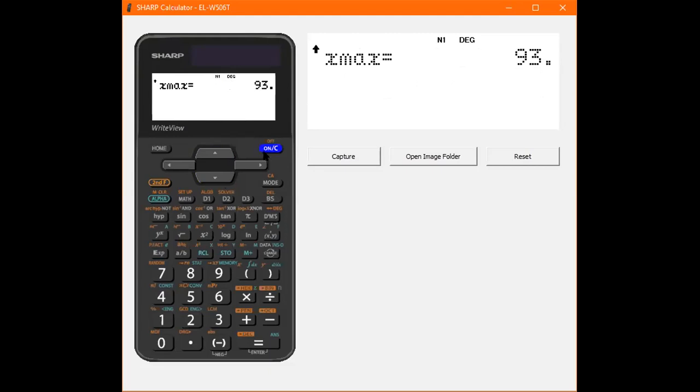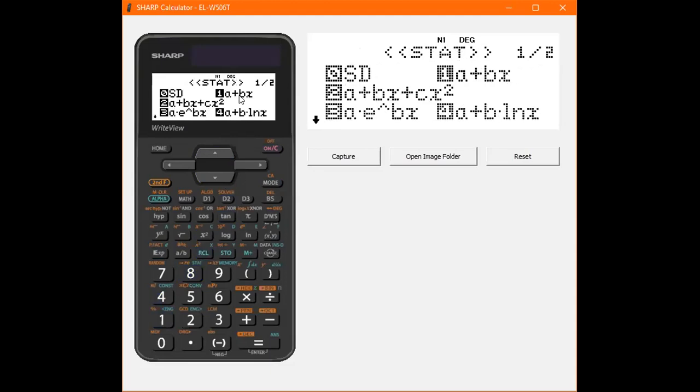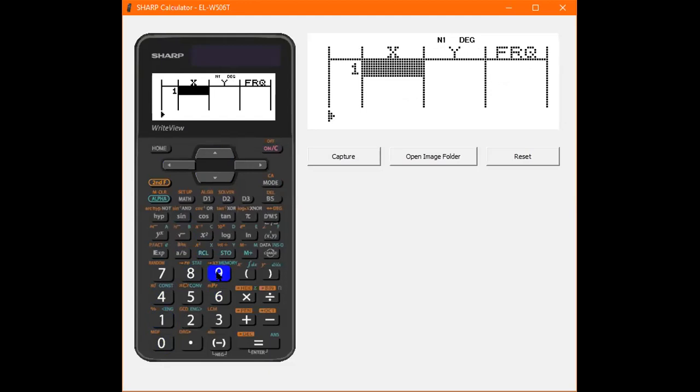Okay, so that's stats basically. Can I show you linear regression? All right, cool. So we're going to press mode and then 1 for stats. And now we're going to choose 1 for your straight line. Again, I'm just going to make up values here. You can practice using the examples that I've got in the presentation that I will send to you.